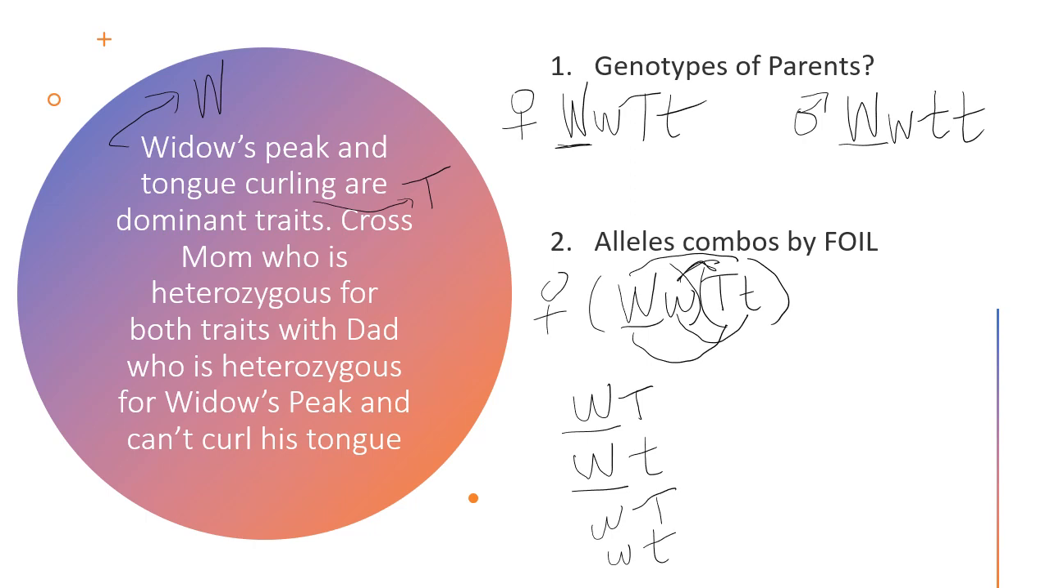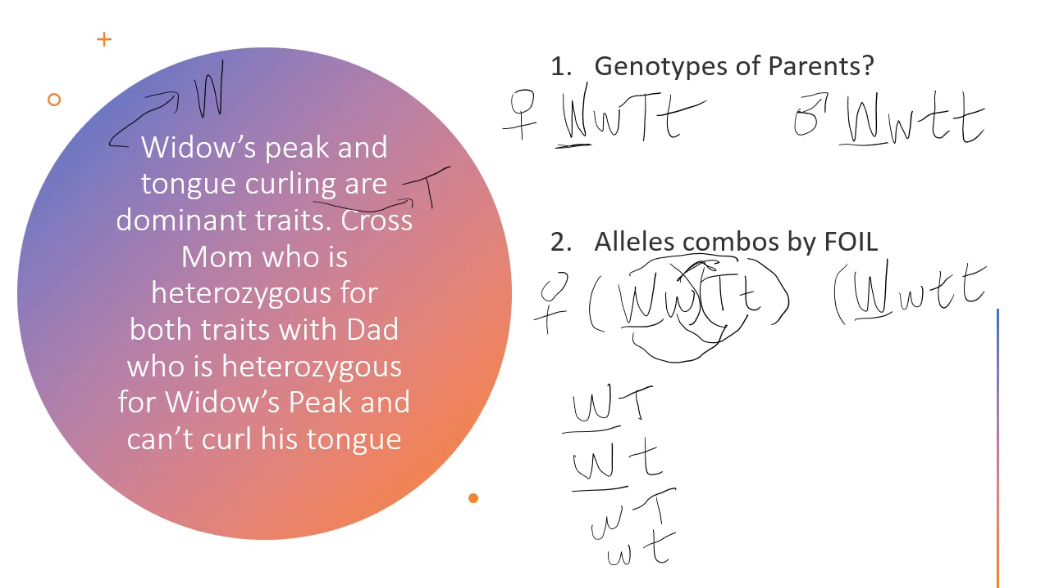Now, if you like this, awesome, do it. If you want to just figure it out on your own, that's cool too. This just is a foolproof way to figure it out. So let's try that same thing with Dad. So he is big W, little t, little t.